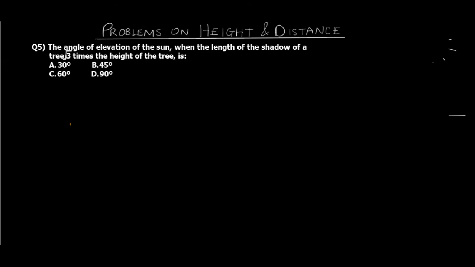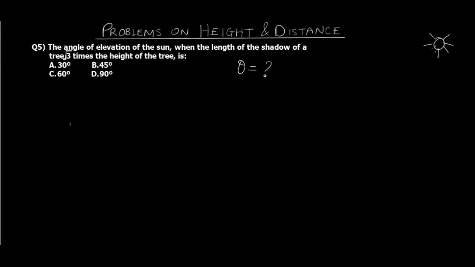Okay, so let's move on to question number 5, and let me just read out the question. The angle of elevation of the sun when the length of the shadow of a tree is root 3 times the height of the tree. So reading out the question, we know that we need to find out the angle. So let's assume this angle as theta, which is equal to question mark, which we need to find out. What they're saying is the angle of elevation of the sun. So we have a sun over here.